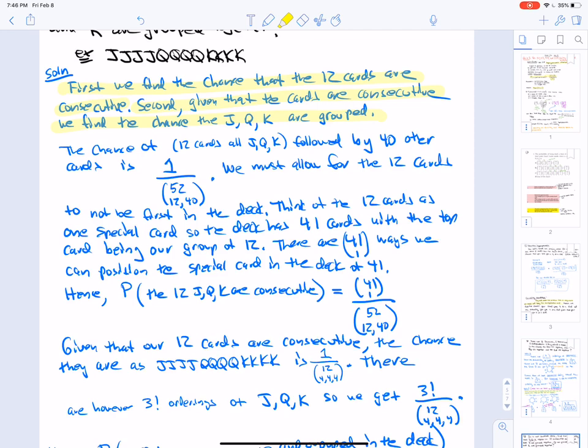It can be the first card, or it can be the second card, or it can be the third card. So there's going to be 41 choose 1 ways that our special card can be in the deck, or the 12 consecutive cards can be in the deck. So the chance that our 12 jacks, queens, and kings are consecutive would be 41 choose 1 over 52 choose 12, 40.